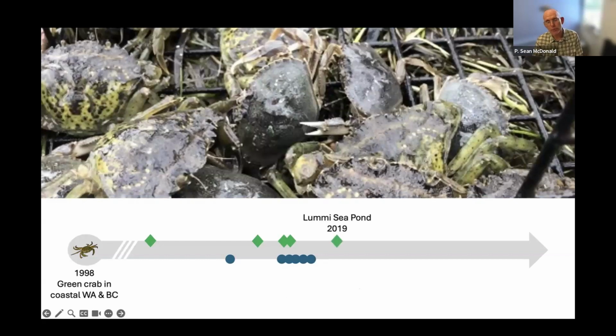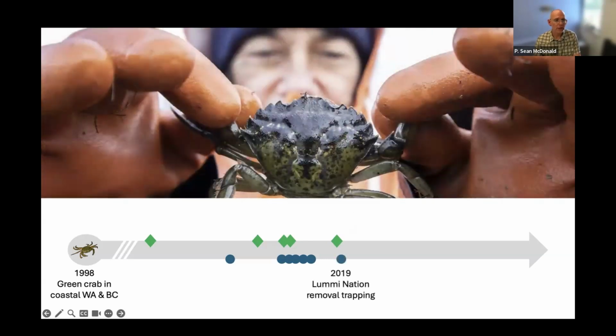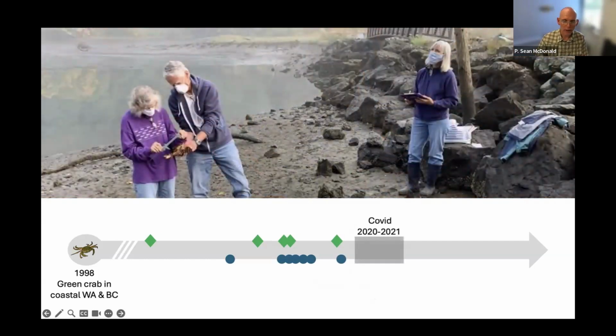But of course, green crab continued to spread as they experienced favorable ocean conditions. And in 2019, they became established in the artificial pond on the Lummi Nation Reservation. This was particularly concerning because of the concern among scientists and managers that the pond could actually act as an incubator and grow a very large population quickly, which in fact it did. Fortunately, the Lummi Nation undertook some very extensive and rigorous removal trapping there over multiple years to reduce the population within the sea pond. And that went on through COVID in 2020 and 2021.